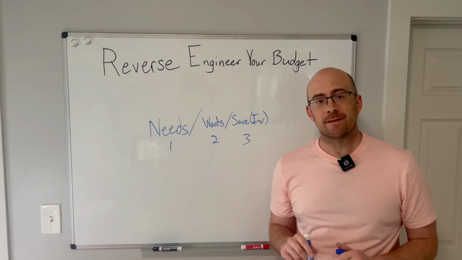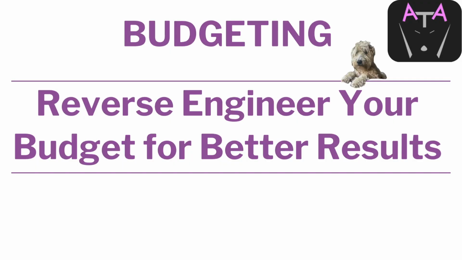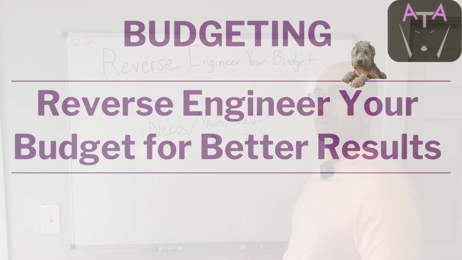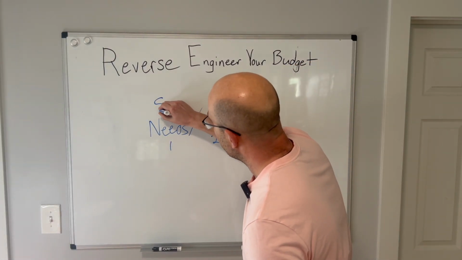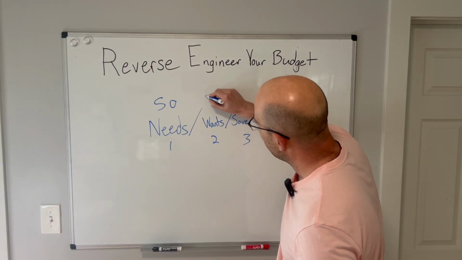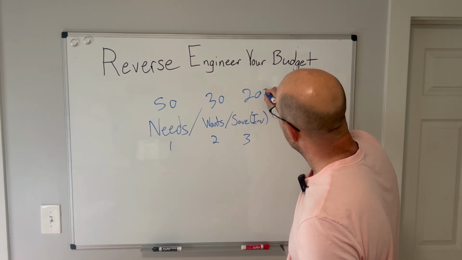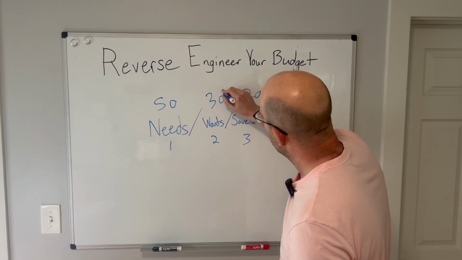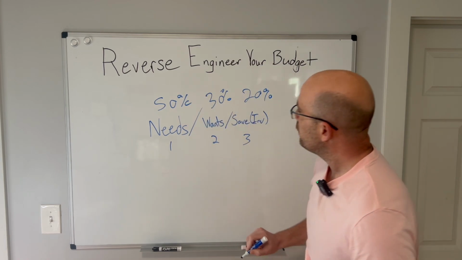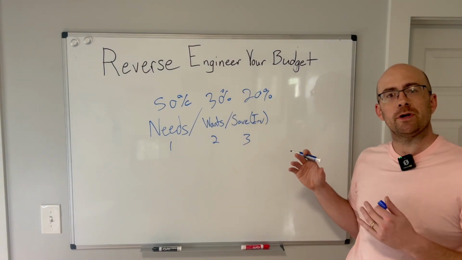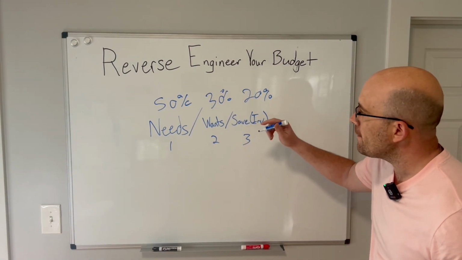Make your life a lot simpler and reverse engineer your budget. I'm going to show you what I mean. Most people are familiar with the 50-30-20 rule, meaning 50% dedicated to your needs, 30% dedicated to your wants, 20% dedicated to your investing and your saving. All good and well. You can use that as a barometer for where you're at.